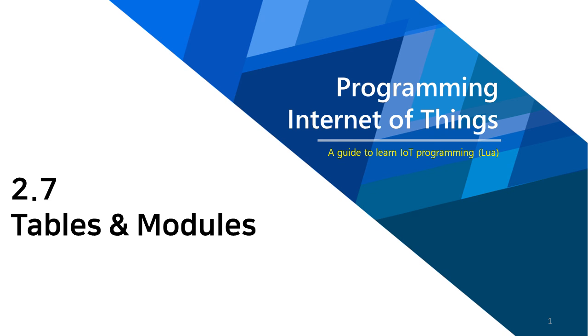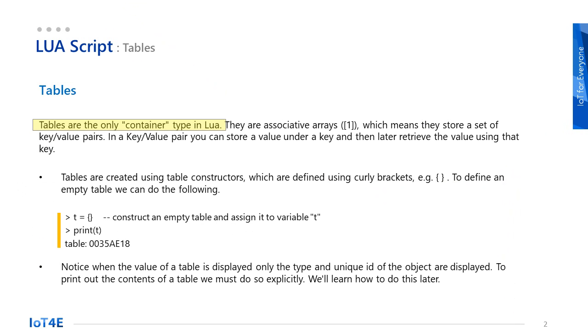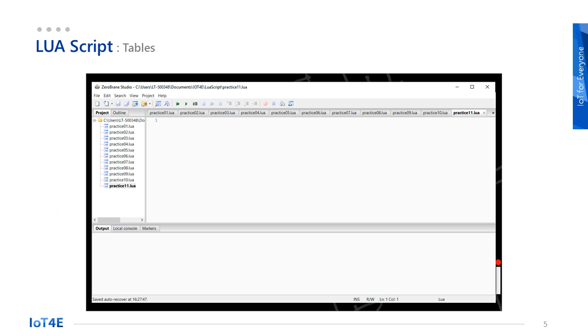We will go over tables and modules in this lesson. Tables are the only container type in Lua. They're associative arrays, which means that they store a set of key-value pairs. To define an empty table called T, you do T equals open and close braces.